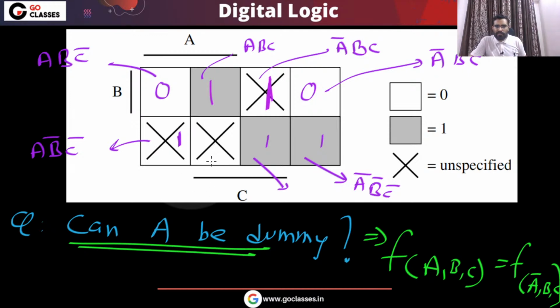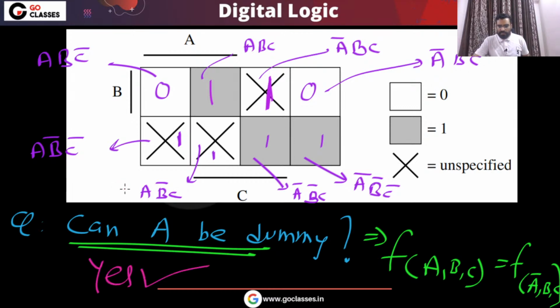And then finally, I can make this one also, because this is your A bar, B bar, C, and you can notice this is your A, B bar, C. So yes, can A be dummy? The answer is yes. A can be dummy. Did you understand this?